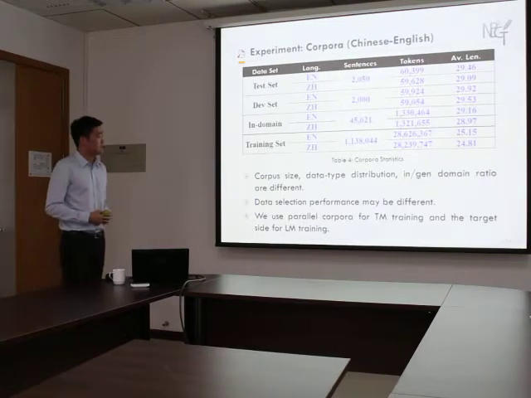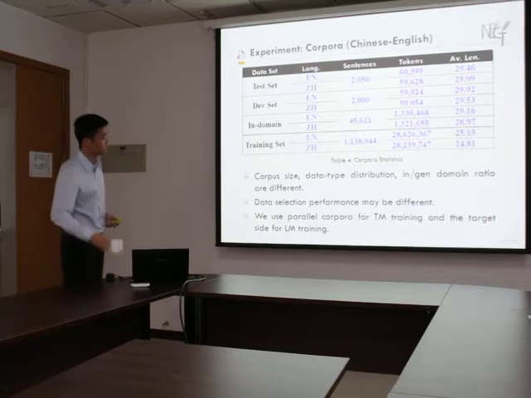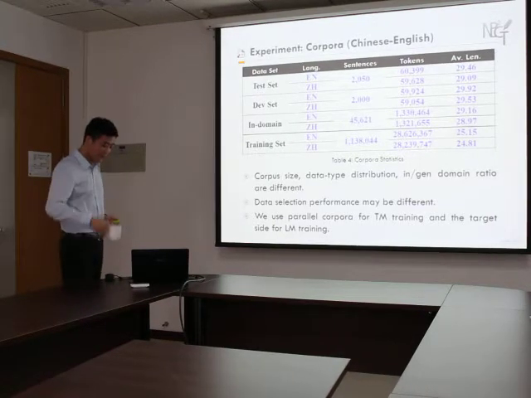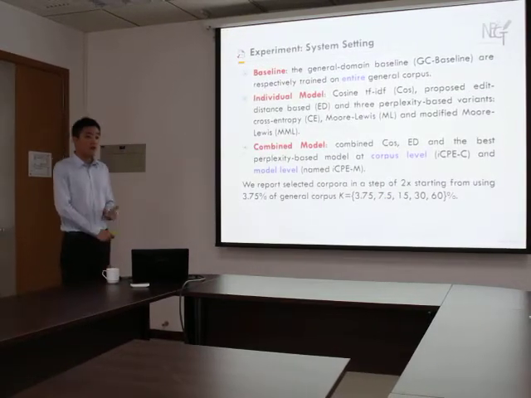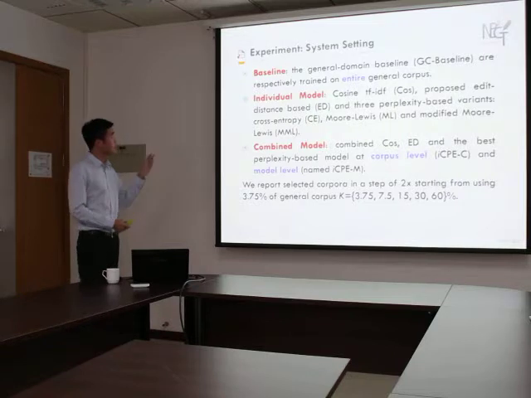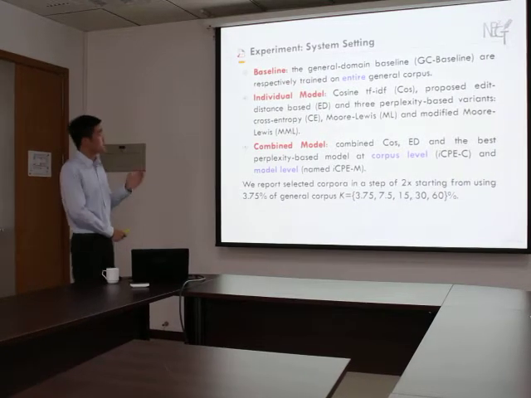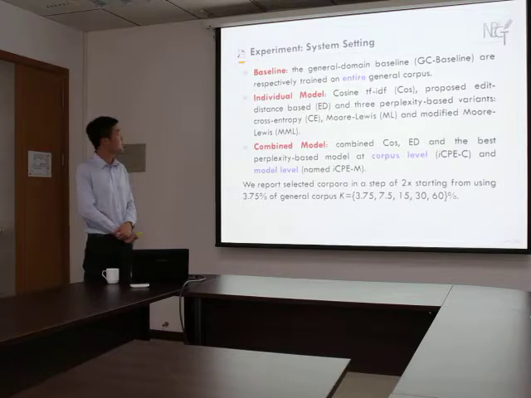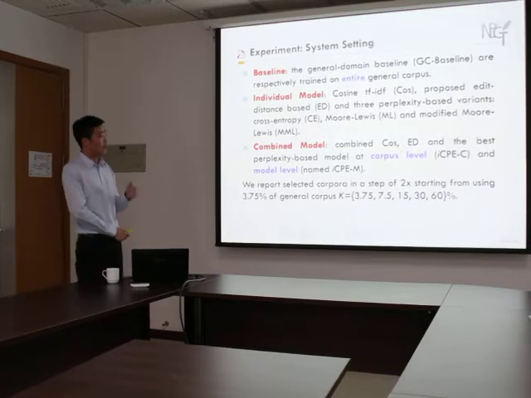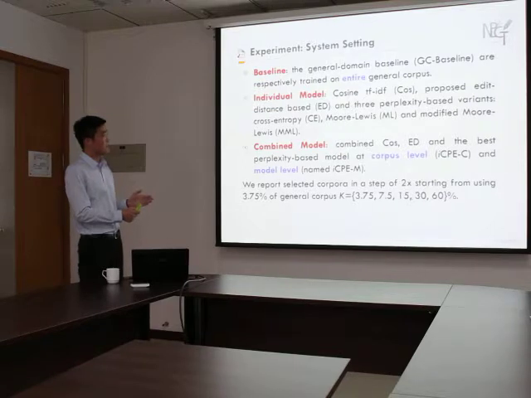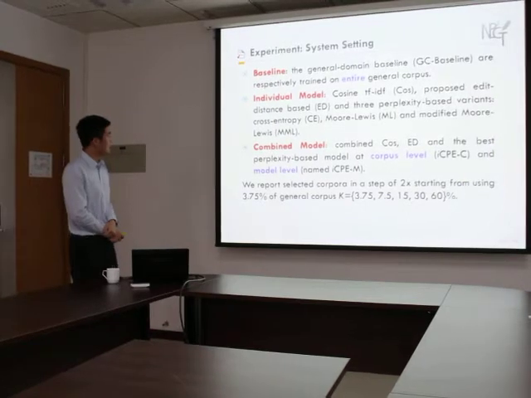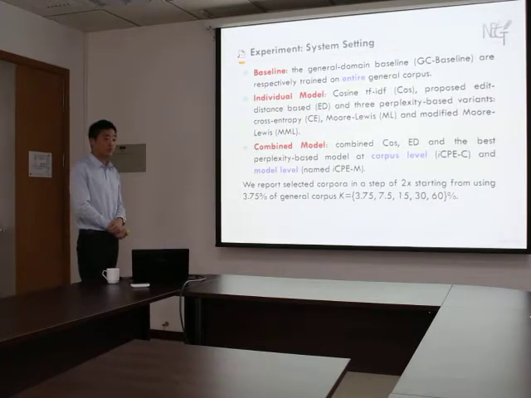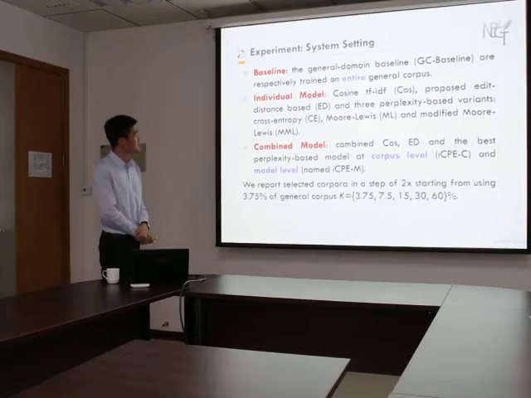And here are our corpus statistics. Now I built more systems. The baseline system is the same, still trained on the entire general domain corpus. For the individual models, I also explore all the perplexity-based variants: cross-entropy, Moore-based, and modified Moore-based. For the combined model, I explore the corpus level and model level combination. I set my K like this.